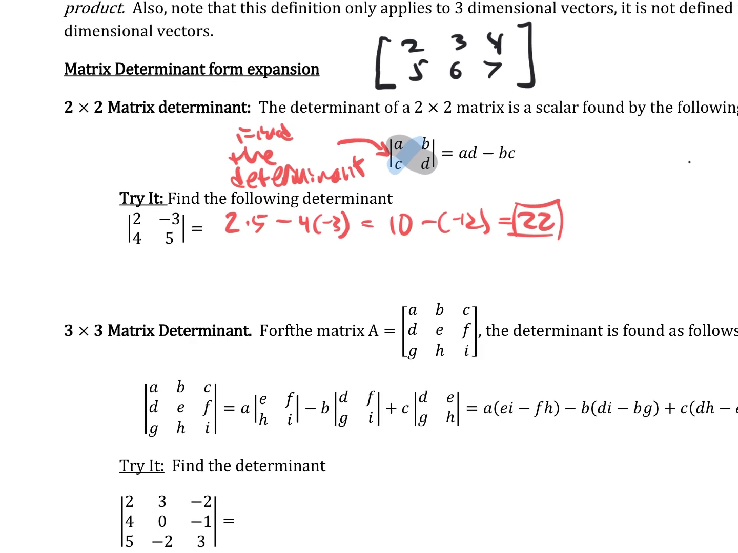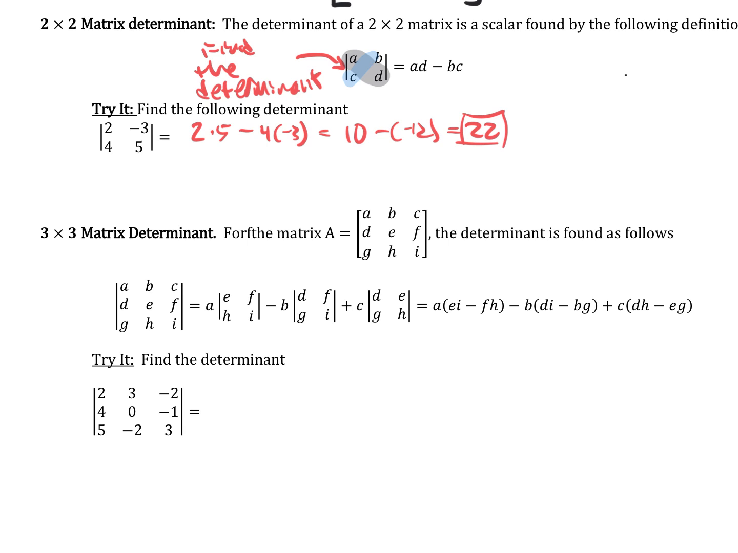Okay. If we have a 3 by 3 matrix, things will get a little more complicated. Okay, here's our definition first of all. We've got a 3 by 3 matrix. We'll define this A, B, C, D, E, F, G, H, I. And it turns out that we're just going to have 3 different 2 by 2 matrices and find the determinant of that. So we're going to break it up, and we break it up like this. We're going to take A, and we're going to multiply that times the determinant of E, F, H, I.